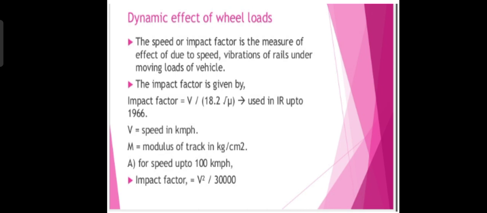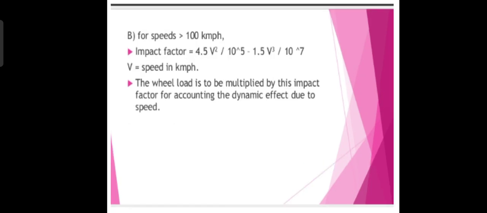For speed up to 100 km per hour, impact factor is equal to V squared divided by 30,000. And for speeds greater than 100 km per hour, impact factor is equal to 4.5 V squared divided by 10 power 5 minus 1.5 V cubed divided by 10 power 7. V is the speed in kilometer per hour. The wheel load is multiplied by this impact factor for accounting the dynamic effect due to the speed.